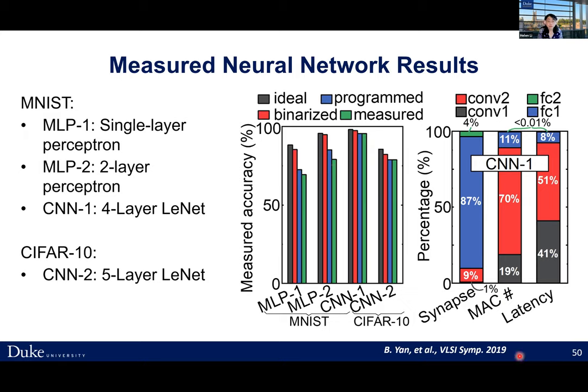We also measured, for example, for this CNN implementation across different layers, what the utilization percentage is across different layers in terms of the synapse number, MACs, and the latencies. So as you can see, for synapses, for instance, fully connected layers are dominant in these designs, but computation-wise, the convolutional layers consume more MACs and latencies, okay?